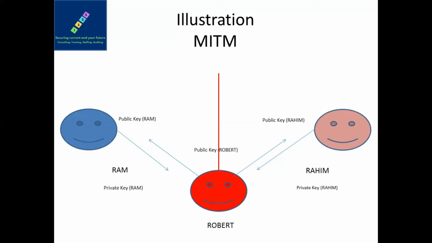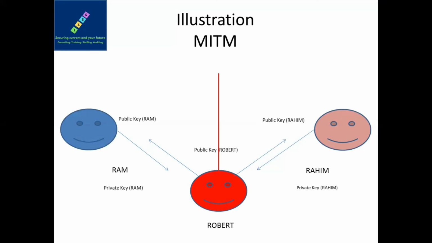Ram will think that he is communicating with Rahim, but he is actually communicating with Robert. So fabrication can happen, and interception can also happen. When Ram is going to exchange the key with Rahim, thinking it's Rahim, Robert can intercept the message, which is going to be a problem with regards to availability. And Robert can also sniff the message.